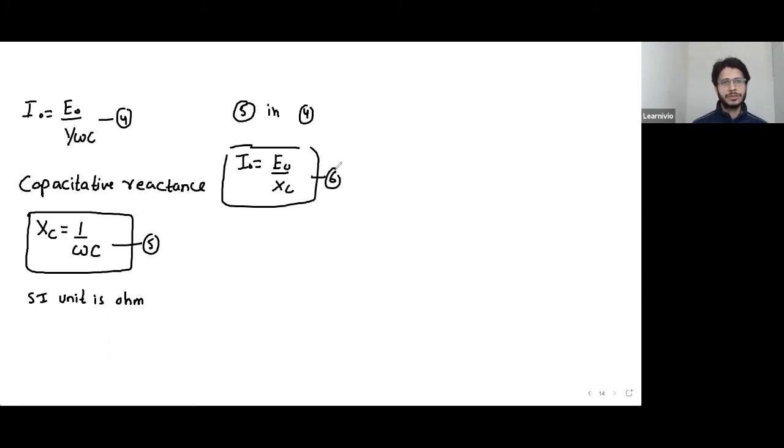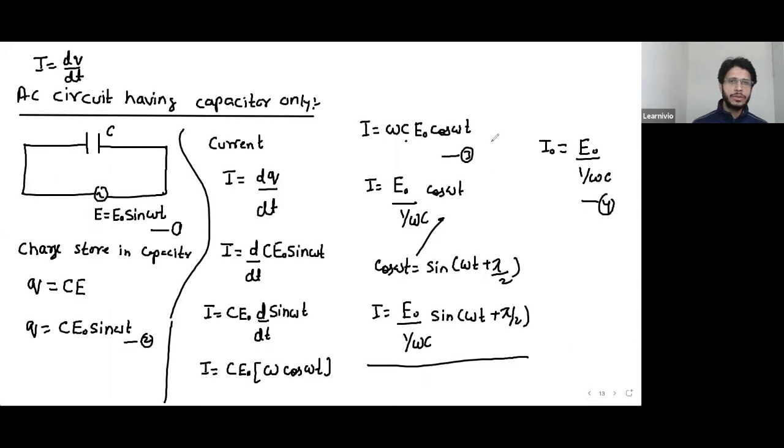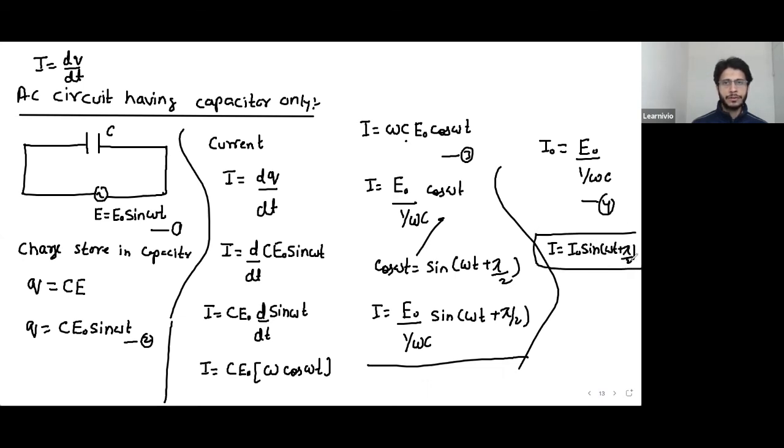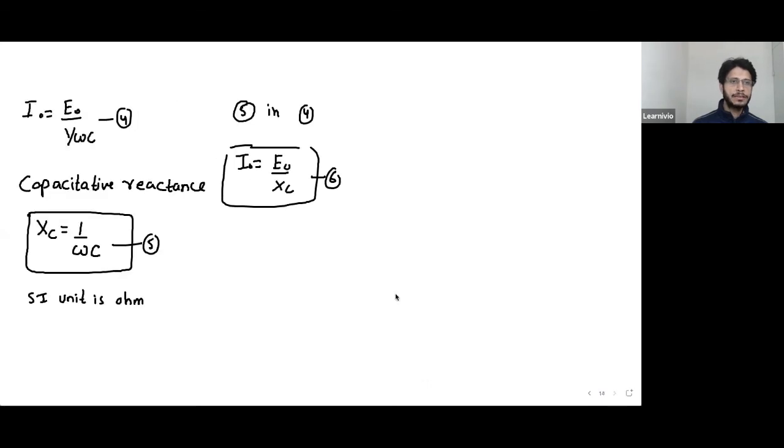That's equation number 6. Next, it's better to substitute it here. If I substitute it here, then your equation of current is I naught sine omega t plus pi by 2. This is my equation of current, and this is the peak value of current, and this is the formula of capacitive reactance. So now you have the equation of EMF as well as the equation of current.